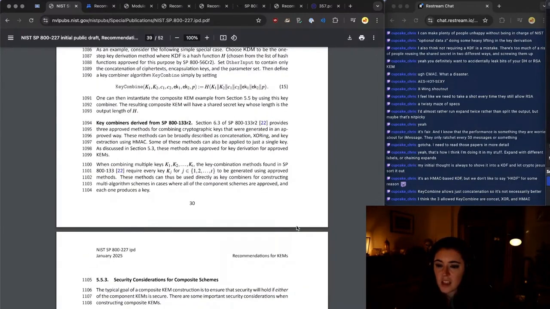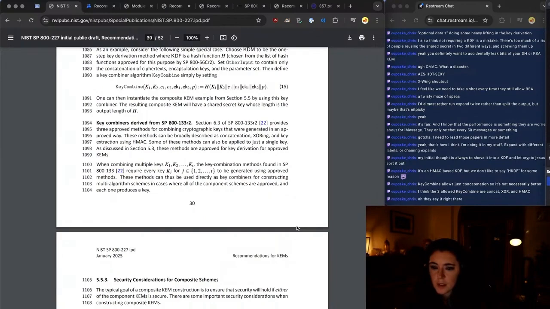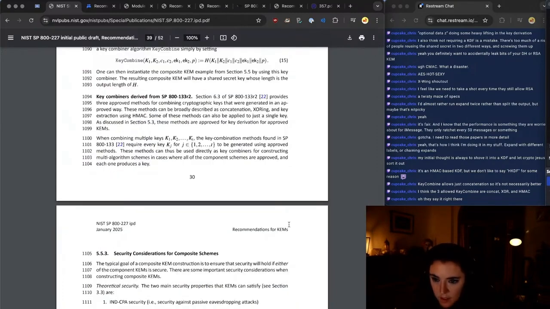Yeah, and that's aligned with some of the major recommendations from other papers. This is probably citing from or inspired by. Some of these methods can be applied as just a single key. Is it? These methods can be thus used directly as key combiners for constructing multi-scheme schemes. Yep.